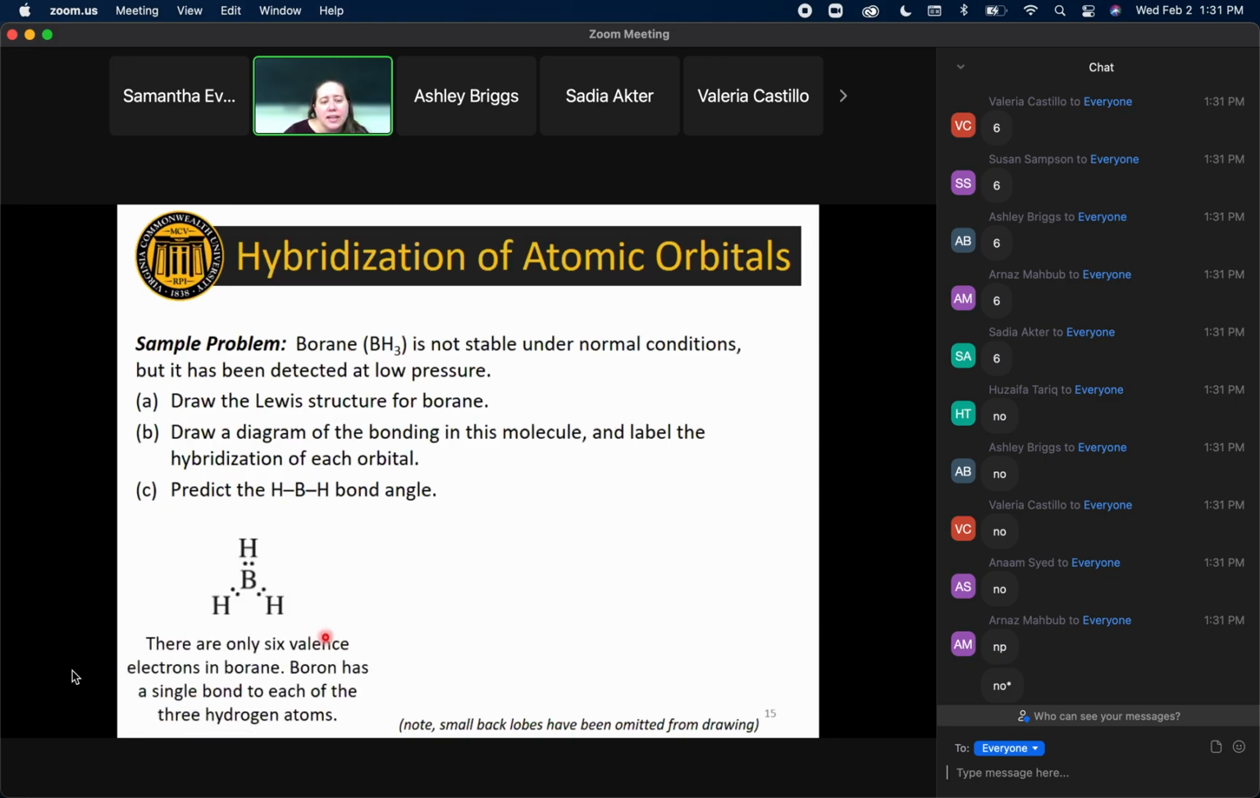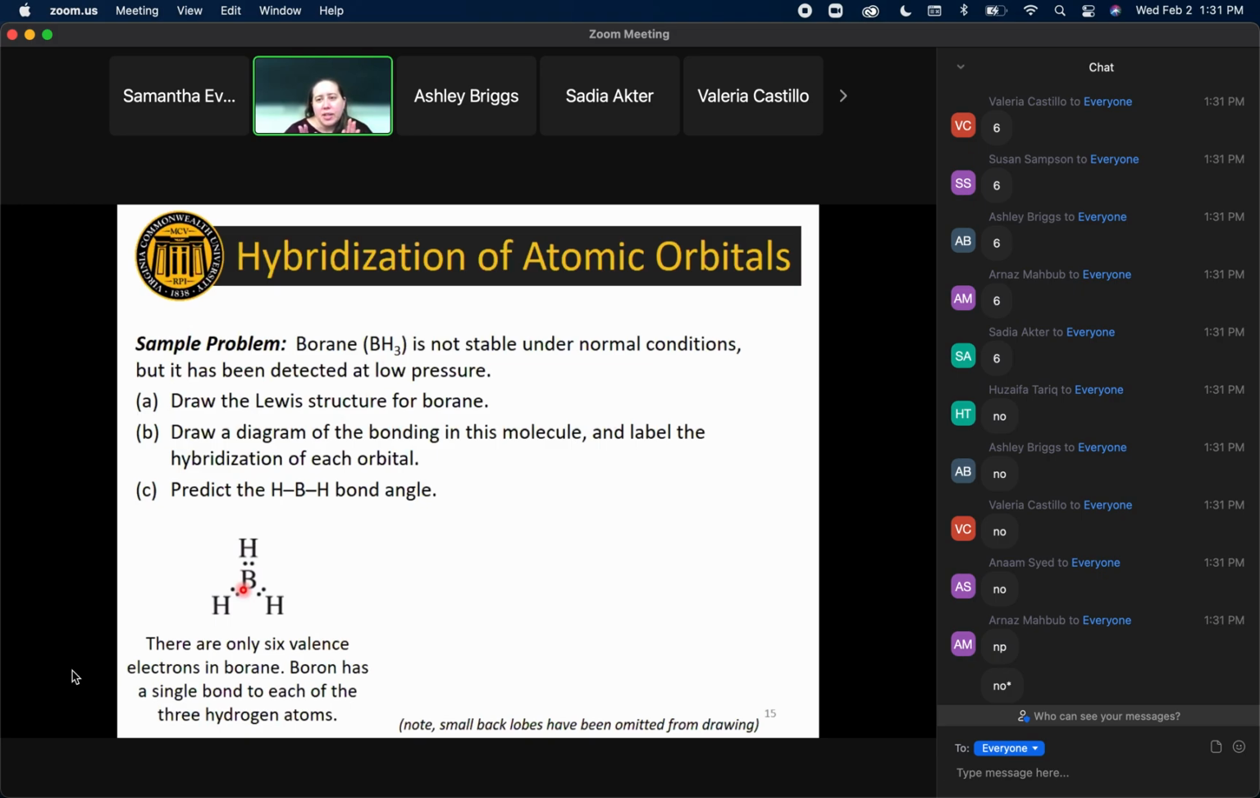All right, so what does that look like? Here's what it looks like in Lewis dot format. I prefer, again, for you guys to use regular Lewis structures that show the bonds as lines, but I took this from your book and they're using dots. So there are indeed only 6 valence electrons in borane. And so what that means is that boron has a single bond to each of the 3 hydrogen atoms.